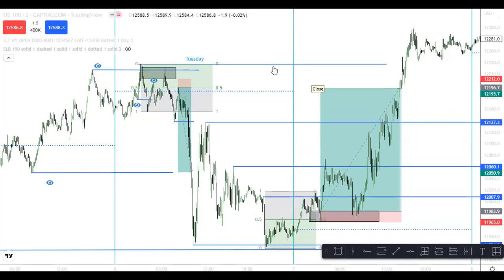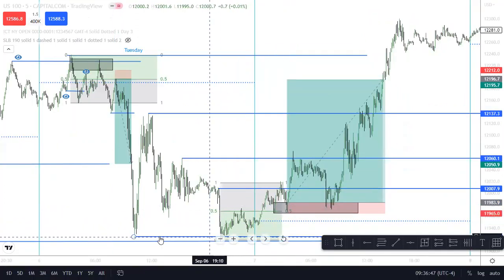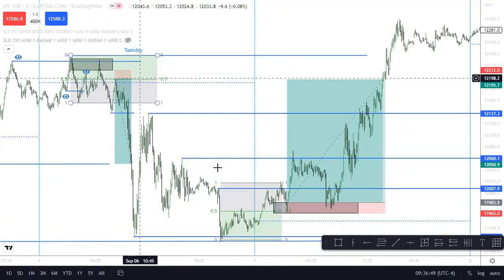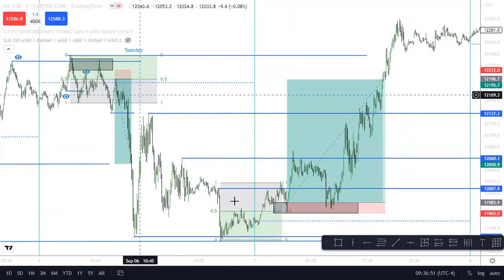If your model is 5 minutes, how dependent am I on daily bias? Again, daily bias simply means what side of the market liquidity are we drawn to today? That's it. So on Wednesday, sell side was just taken in this range of Tuesday's high to Tuesday's low.